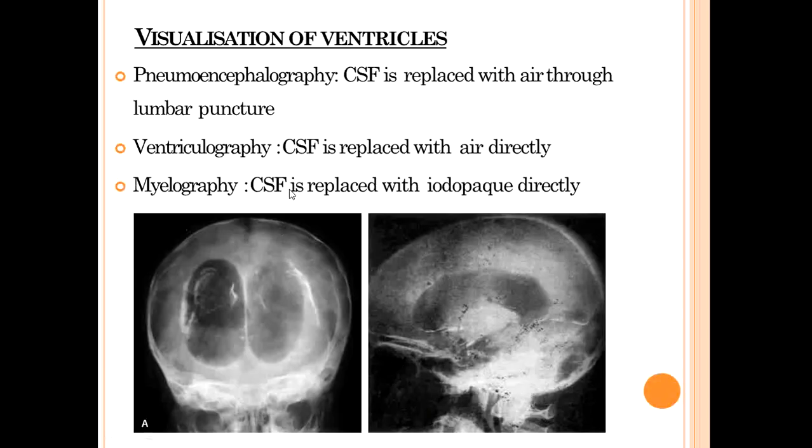Okay, then how will you visualize the ventricles? So ventricles can be visualized by either pneumoencephalography, that is CSF is replaced with air through lumbar puncture. Okay, so via lumbar puncture the air is introduced in place of CSF. Then ventriculography, the CSF is replaced with air directly, and third is myelography, that is CSF is replaced with iodopaque dye. Okay, so you can see this is lateral ventricle, here also lateral ventricle.